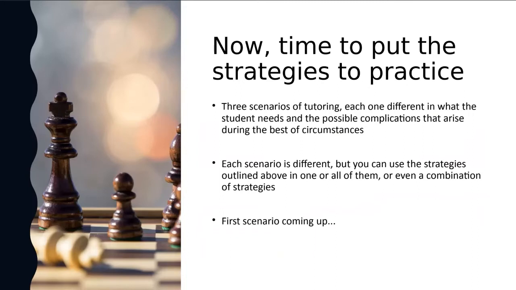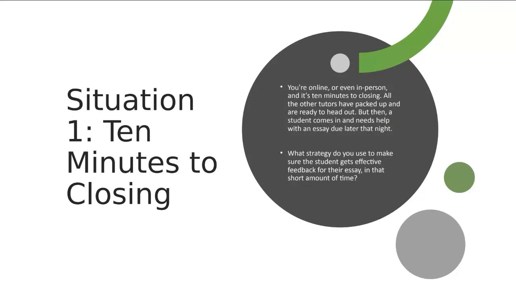So now, in the interest of time, there are three scenarios I have written down, and with these strategies that I've just gone over, if you want to say in the chat or on mic, let me know. First scenario: 10 minutes to closing. You're online or in person, and it's 10 minutes to closing. All the other tutors have packed up, ready to head out. But then a student comes in and they're in a rush to get the paper done. Their essay is due later, and you want to help. So what strategy can you use, or what combination, to make sure that student gets effective feedback in that very, very short amount of time? If anyone wants to volunteer to answer this, please do so.